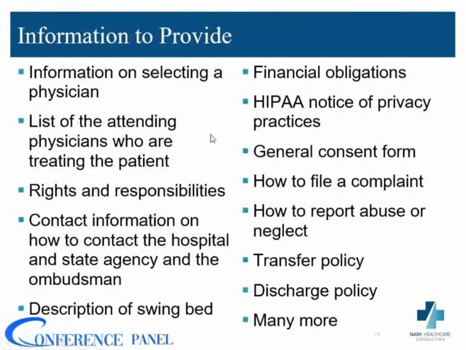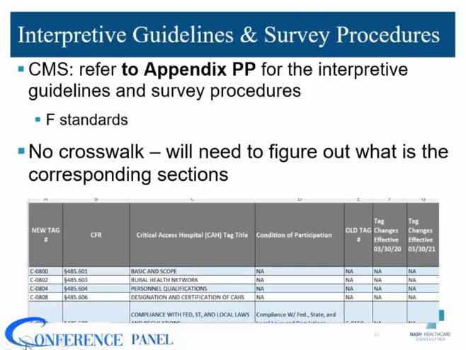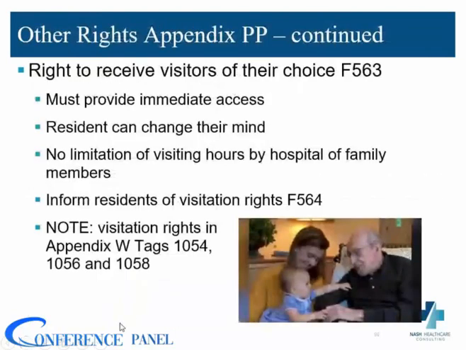Information that you'll need to provide. CMS refers to Appendix PP for the interpretive guidelines and survey procedures. So you would look under the F standards under the long-term care manual and look at how they're going to survey your facility for swing beds. So other rights are in the Appendix PP. As I said, you look at these rights and they'll go into much more detail.